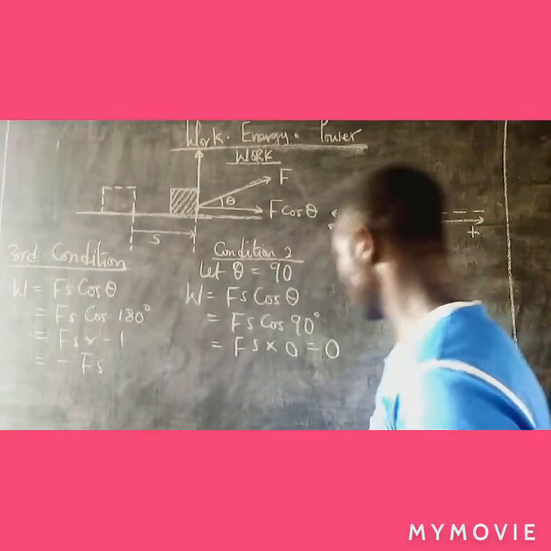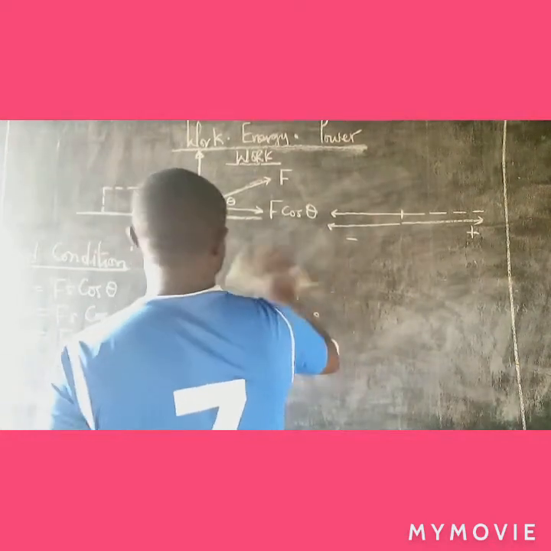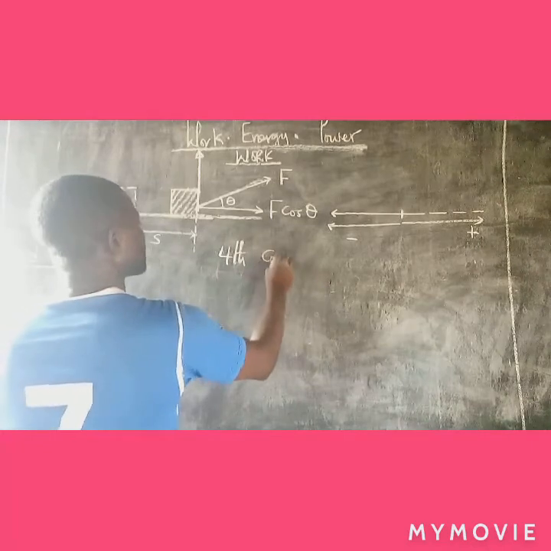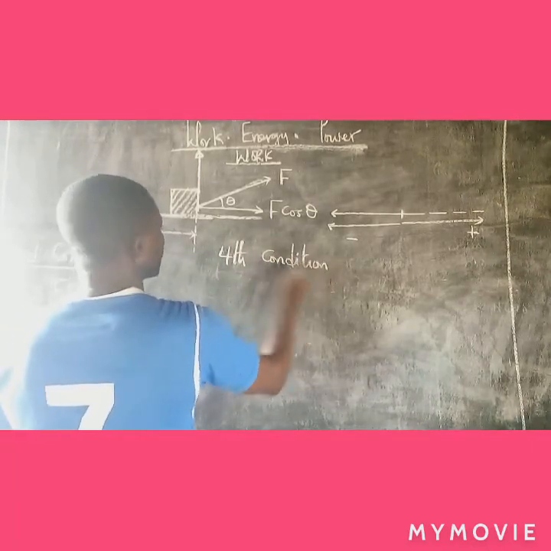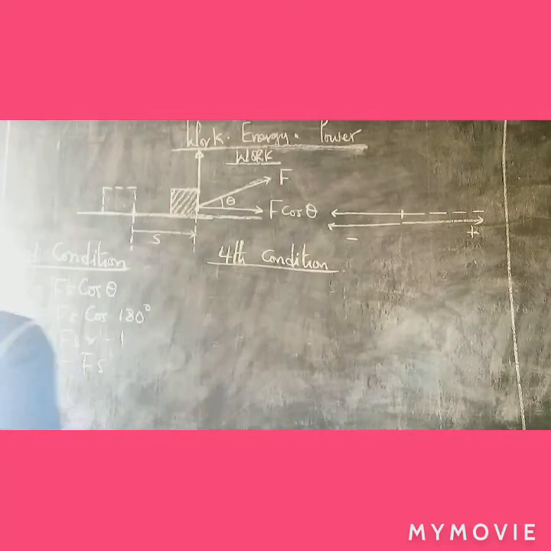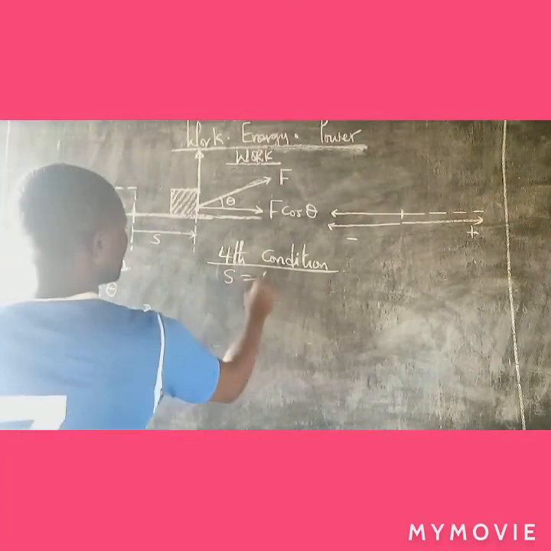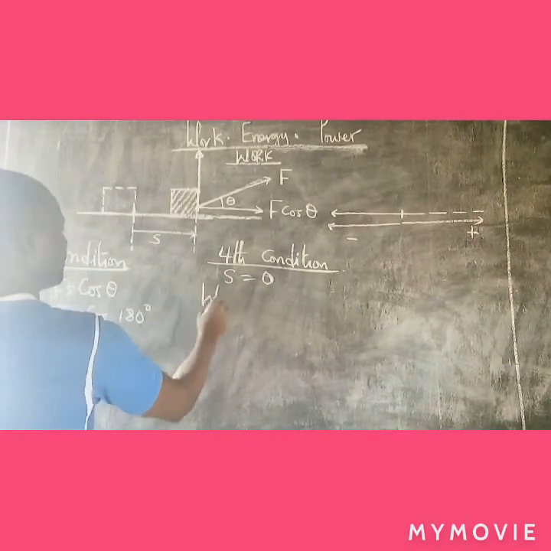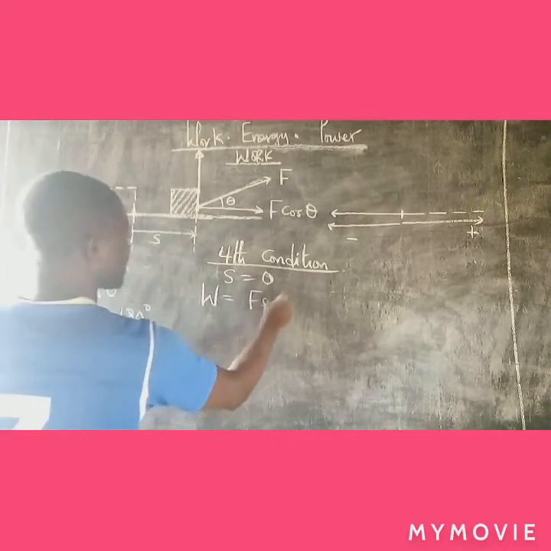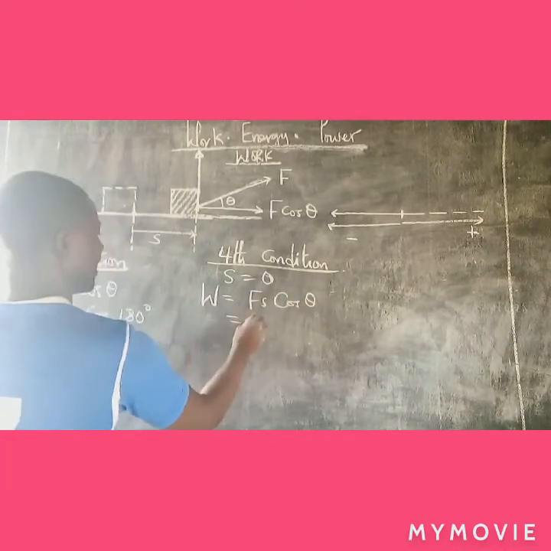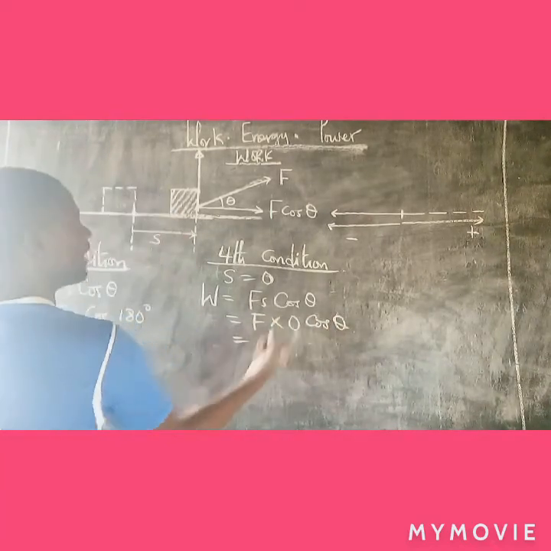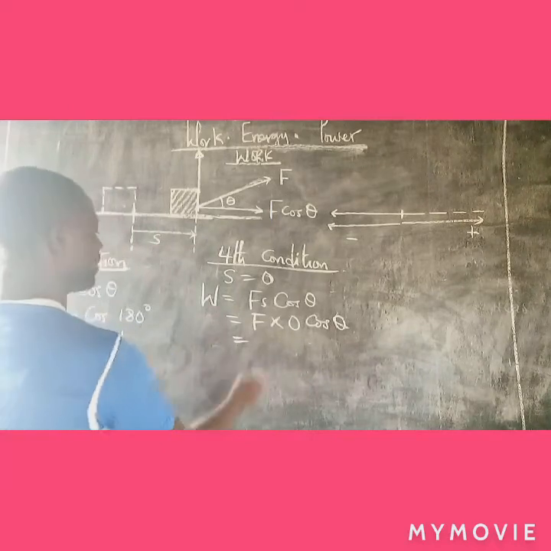Let's look at the fourth condition. In this fourth condition, we make our s to be 0. So using the formula, W is equal to Fs cos theta, and we have F times 0 times cos theta. Since we have 0 here, everything multiplied there will give me 0.